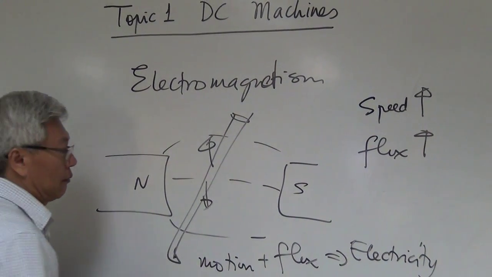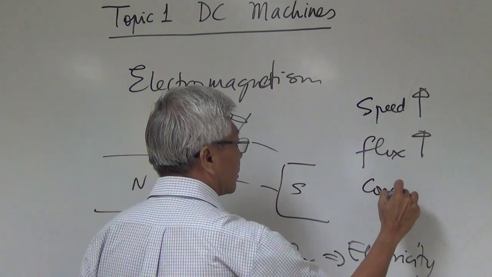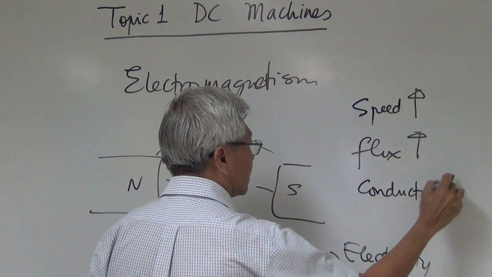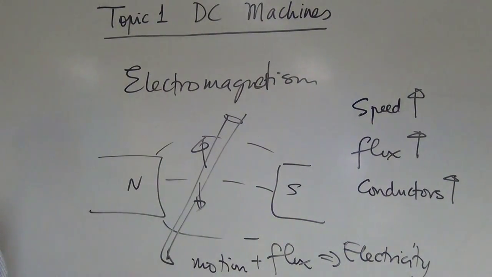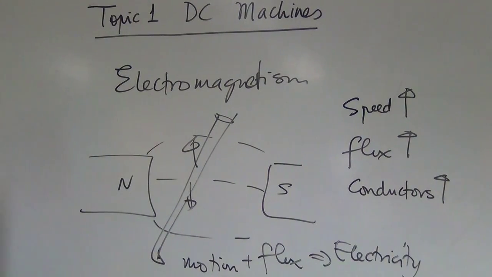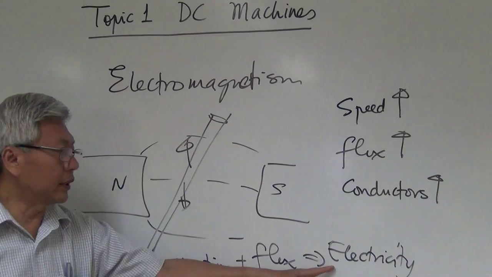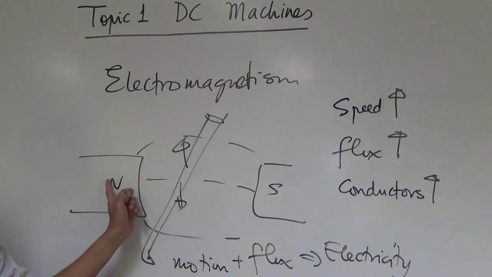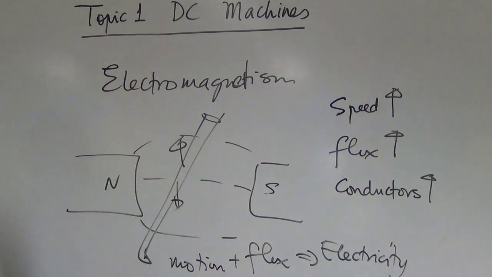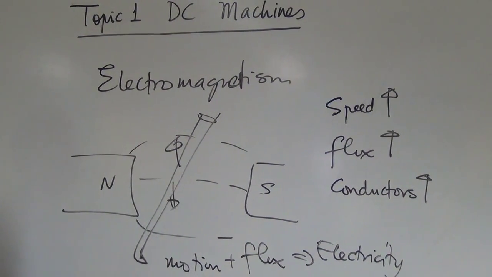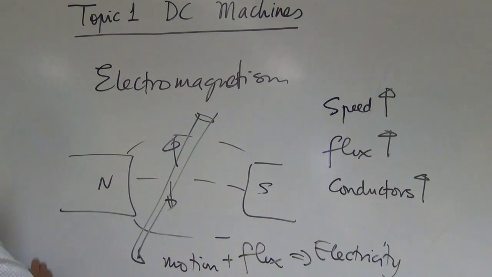The third thing: now I have one conductor. Can I increase the number of conductors? If I have more pieces of conductors bundled together and cutting across the magnetic flux, the electricity generated will be higher as well. So the amount of electricity generated in our generator depends on the magnetic flux, the speed, and the number of conductors. That is the working principle of the generator.